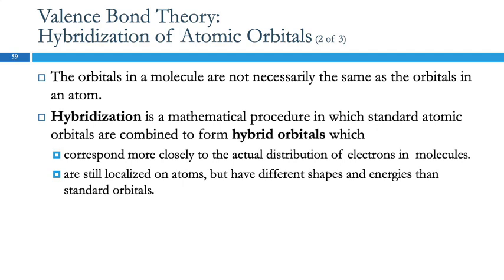The orbitals in a molecule are not necessarily the same as the orbitals in an atom. When these atoms interact with each other, their orbitals can change because of those interactions. This is called hybridization. That's a mathematical procedure in which you take those standard atomic orbitals and you combine them together to make hybrid orbitals. Those hybrid orbitals are going to look a lot more like the actual distribution of electrons in molecules. They're still going to be localized on atoms, but they're going to have different shapes and different energies than the standard atomic orbitals.